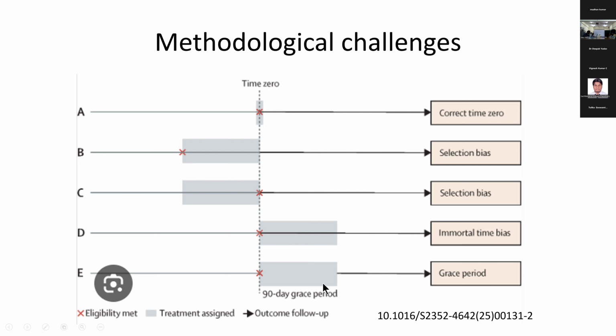Now, the other thing which can happen is eligibility is met, you have started treatment, but you have not started follow-up. So this is called the grace period. So you start follow-up only after the treatment is started. If not, it will lead to immortal time bias. If you start follow-up later, this is called the grace period. So these are the biases we should look out for and plan to reduce.